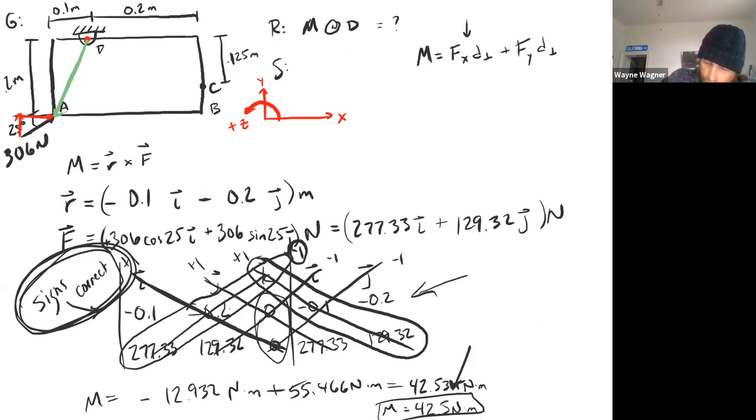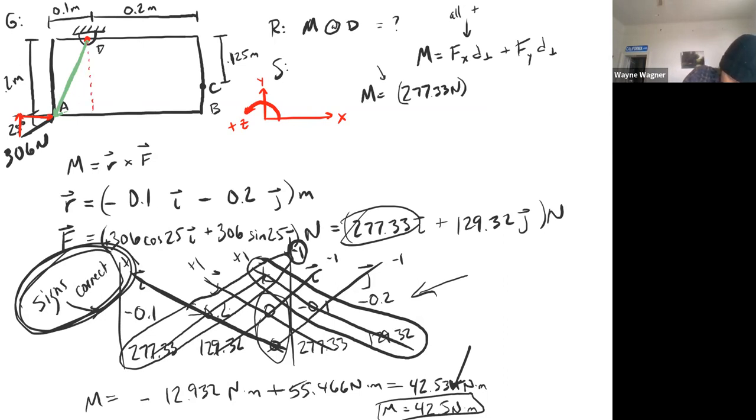I'm going to plug in all positives, and then think about what the signs are. So M equals F in the x direction. I know what that is right here, 277.33 newtons. I'm going to leave a little space here for the sign because I want to think about that. Then d perpendicular. I'm going to take this red force and extend it down until it's perpendicular to this spot. So here it is, and I'm going to write that distance right here. That's 0.2 meters, the perpendicular distance.